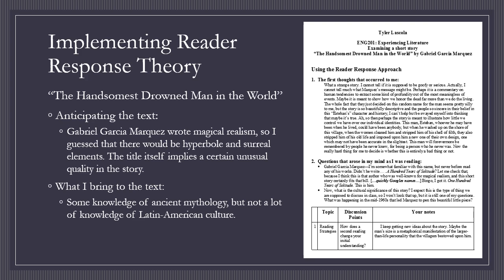by Gabriel Garcia Marquez. Before I even read the text, I recognized his name and associated him with the literary genre of magical realism, which made me expect that there would be hyperbole and surreal elements in the story, which there were. The eponymous drowned man was said to be far bigger than any ordinary man, so I interpreted this as a manifestation of the larger-than-life personality that the villagers bestowed upon him.